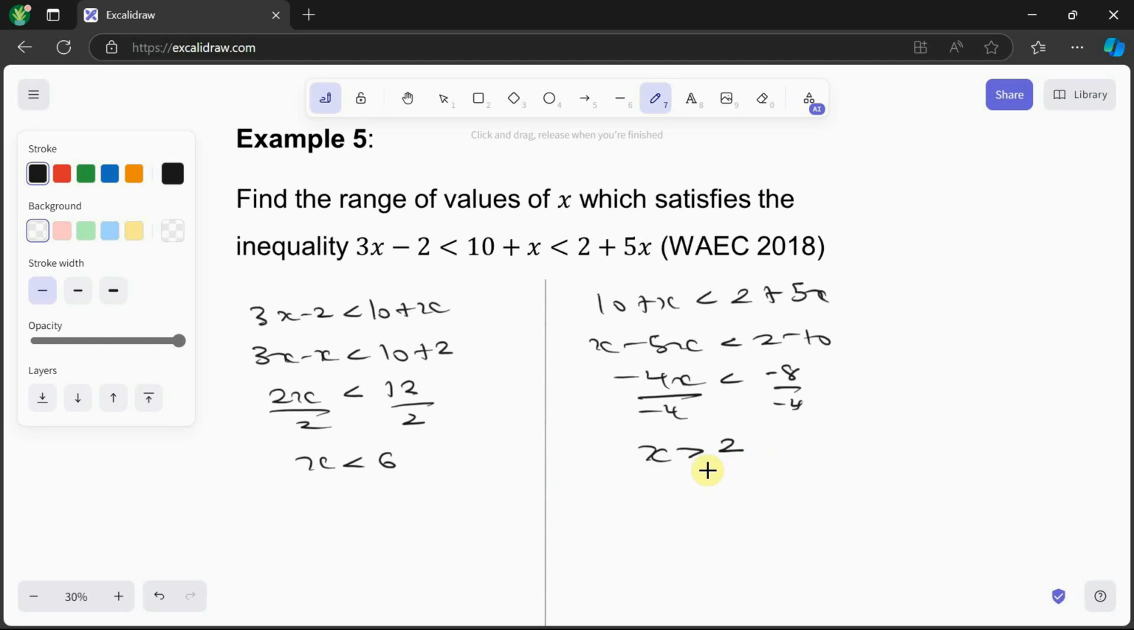So I have this and I want to join. Which of these two is less? This guy is less. Let's swap. That will be 2 is less than x. Now let's join together. That will be 2 is less than x, and x in itself is less than 6. So this is the solution. Let's see if we're correct.